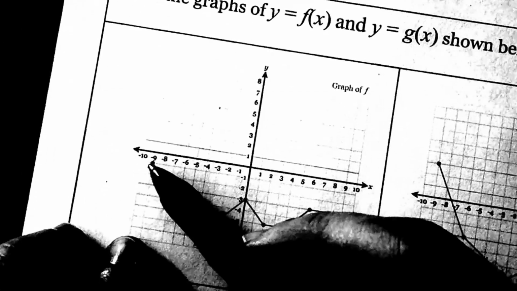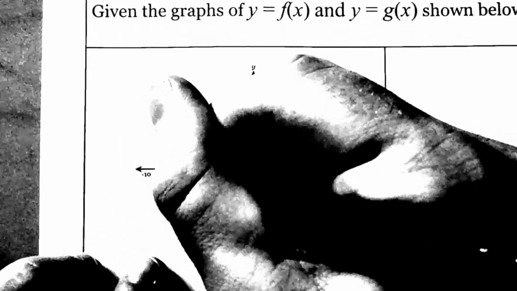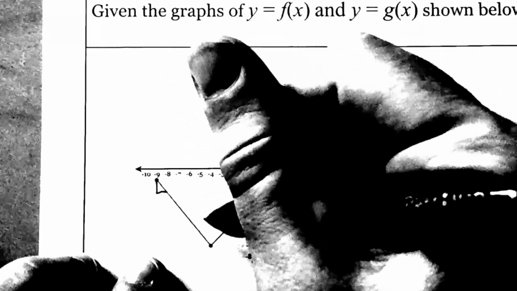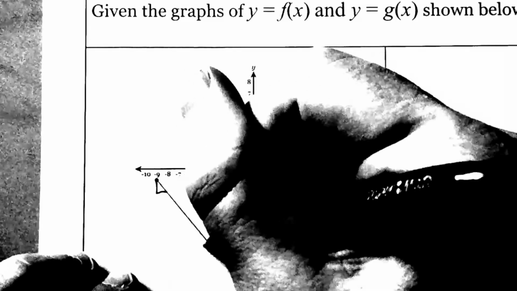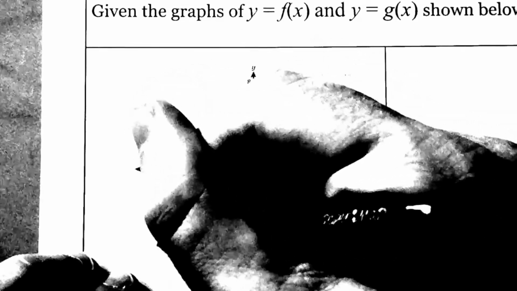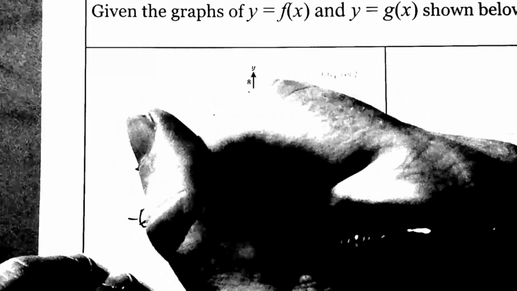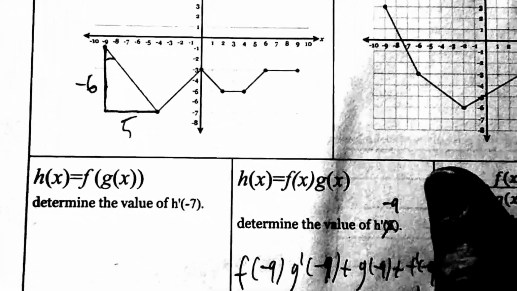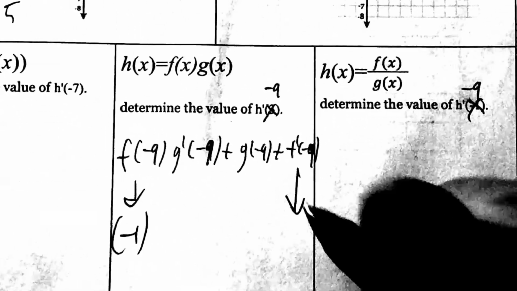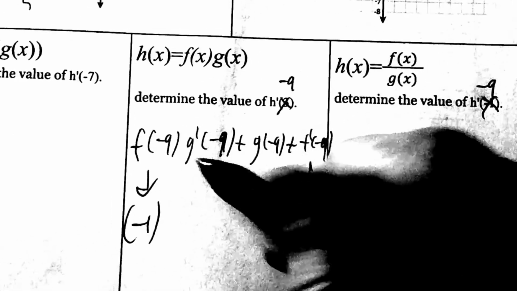While we're there, let's go ahead and find the derivative here. So the derivative is a slope. And you can see, what is it? It's actually not negative 1. It is this whole triangle here. It's 1, 2, 3, 4, 5. It's negative 6 and 1, 2, 3, 4. Negative 6 over 5 is the slope. It's not negative 1. So over here, where we have the derivative of f at negative 9, that will be negative 6 over 5. Then we're going to find g.